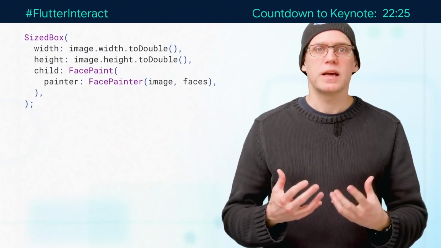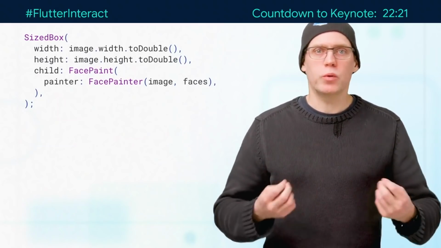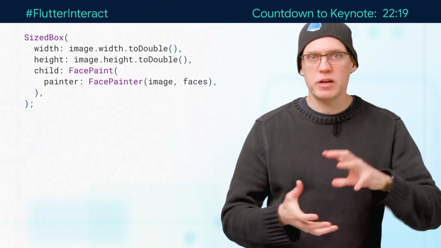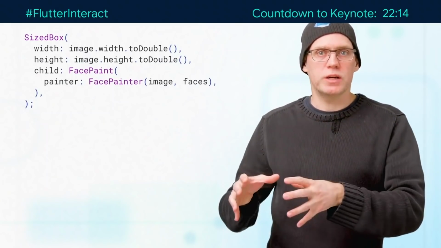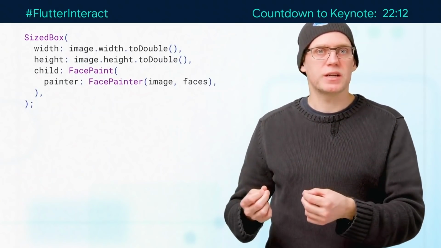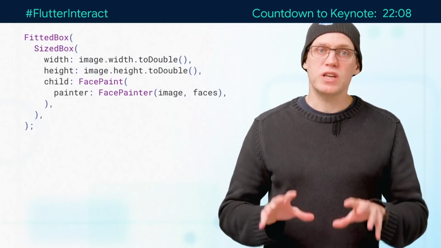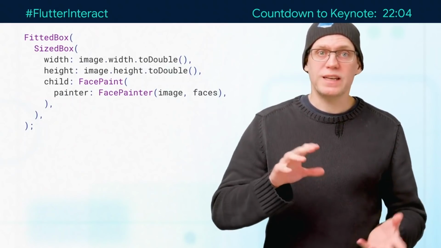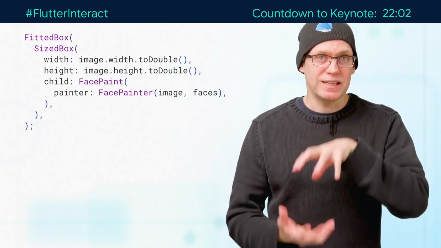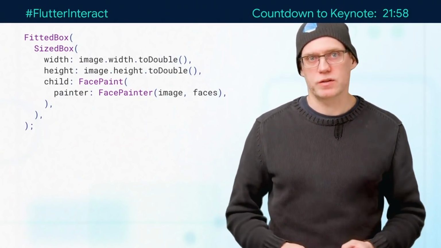Our CustomPaint is wrapped in a widget with a set size, so it won't play nicely with widgets that want to constrain its dimensions in some way. For example, placing our CustomPaint widget in a Container and trying to size it, that's not going to work. We can fix this by using yet another widget, this time a FittedBox, which will fit and scale the SizedBox inside itself while allowing other widgets to constrain its dimensions.